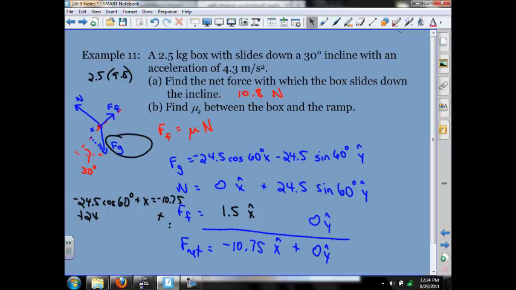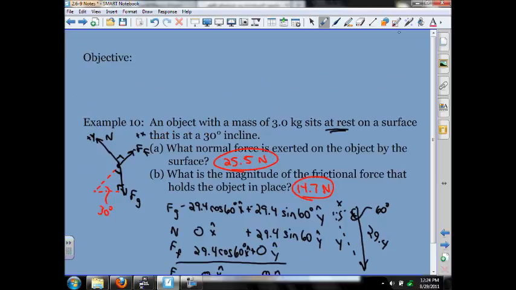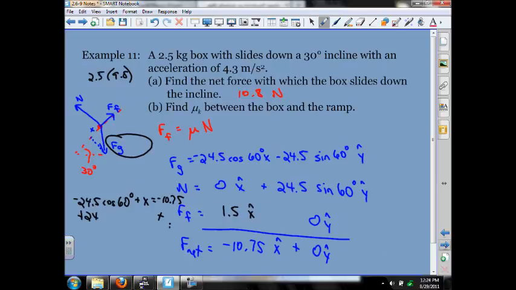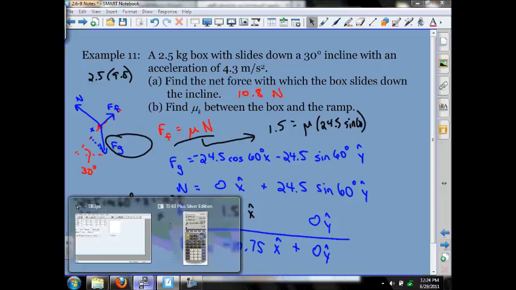Frictional force is 1.5. We can fill that in. I'm running out of room here. Normal force, as long as you rotate your axis, will always be in the y direction. So 1.5 for friction equals mu is what we're looking for. 24.5 sine 60. My normal force. Calculator should give it to us. Divide there.